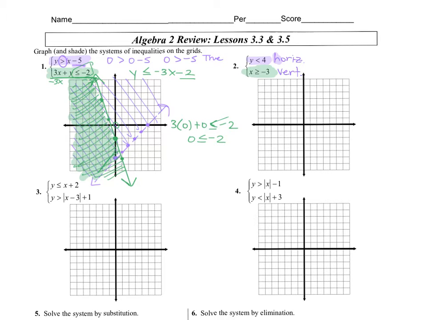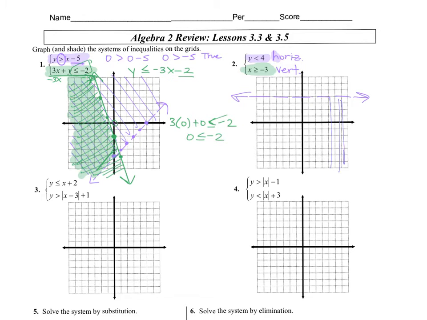Oh my goodness, it doesn't want to line up for me. Okay, forget the straight edge. So a dotted line at 4. And if y is less than 4, it's going to be a number lower. If I plug in a 0, it works. So that's going to be all of this.